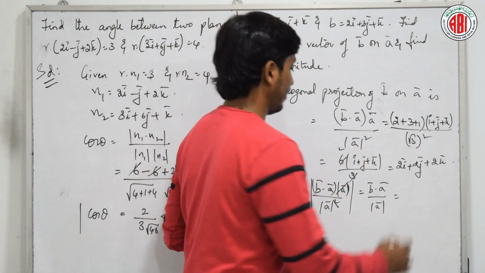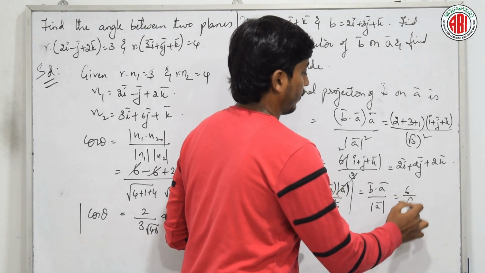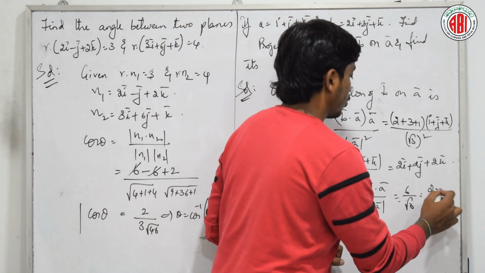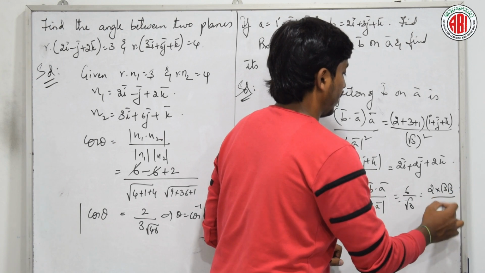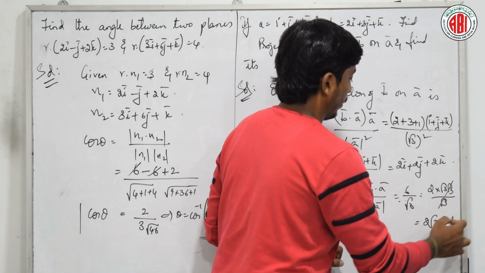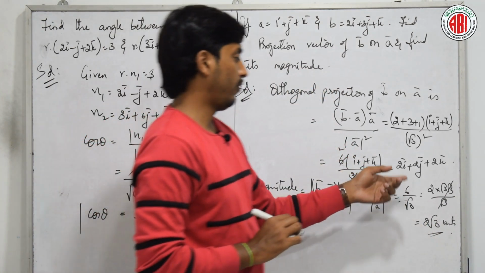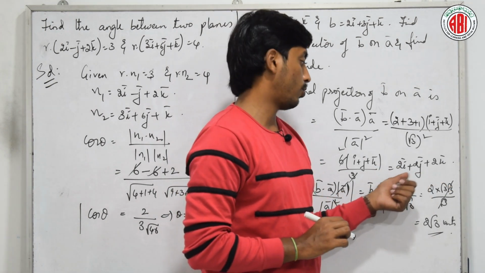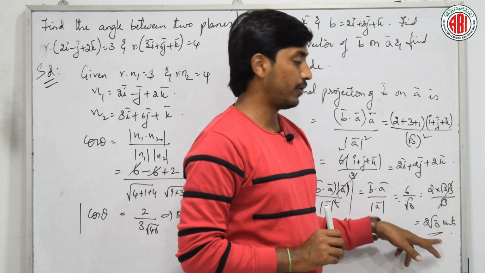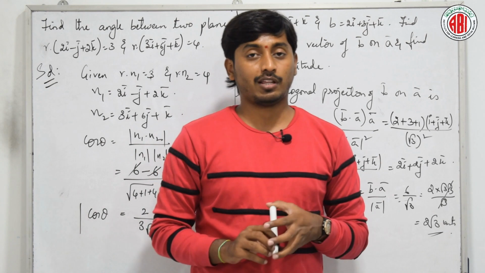What is B dot A? 2 3 1, that is 6, right? What is mod A? Root 3. Okay, this can be simplified as 2 into root 3 by root 3, both will cancel, answer is 2 root 3 units, isn't it? Is it clear? Even if you find the magnitude of this part also, root 2 plus root 2 plus root 2, that is if you find the magnitude of this also, you are going to get the same term. Clear? Did you understand? Shall we go to the next problem?